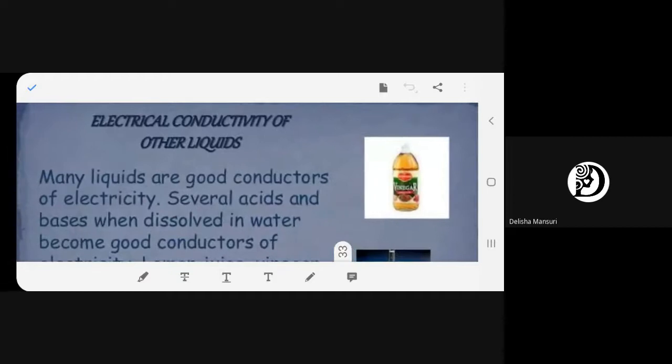Now, electrical conductivity of other liquids. Now we have seen water. We know it can conduct electricity, tap water. But distilled water cannot conduct electricity. Why? Because distilled water does not have any salts, whereas tap water has got salts in it. Is it clear? Yes, ma'am. Is it clear? Okay.